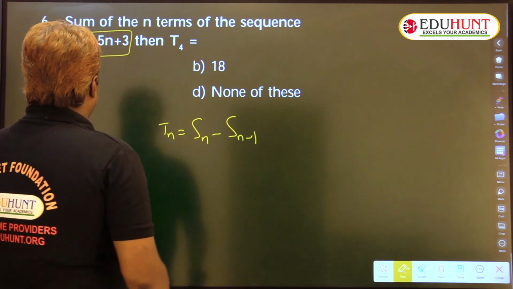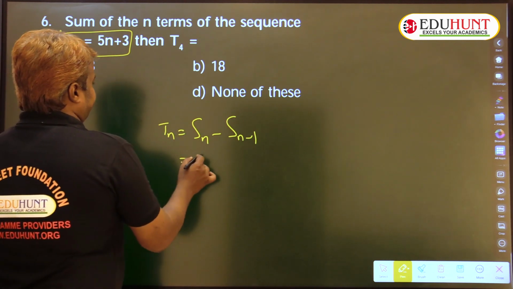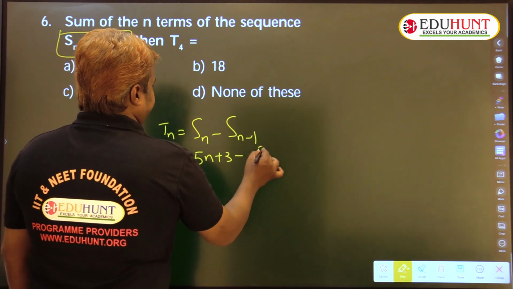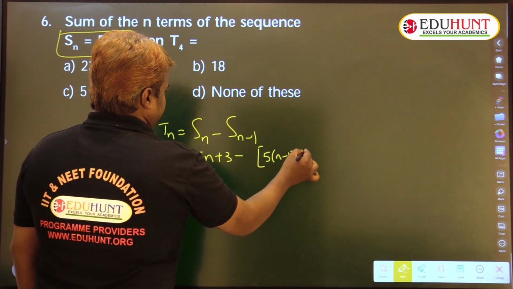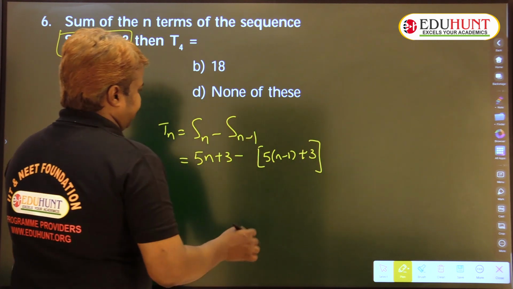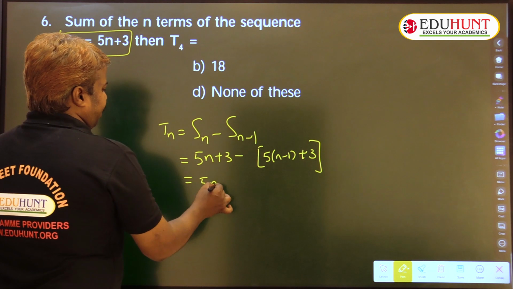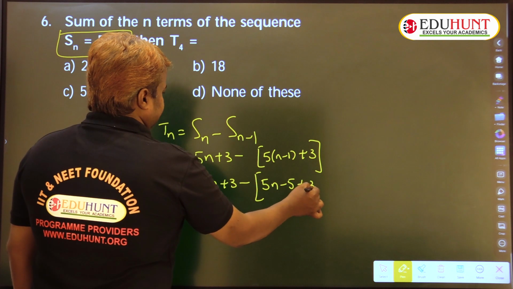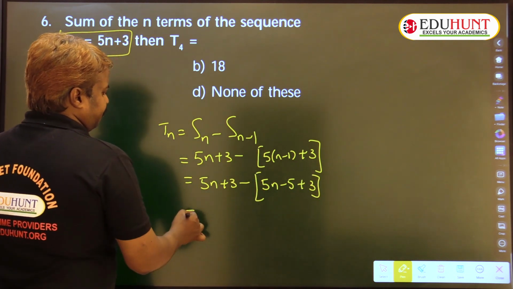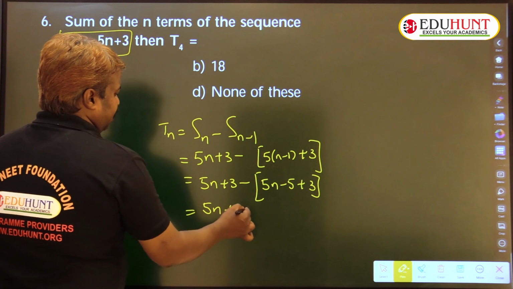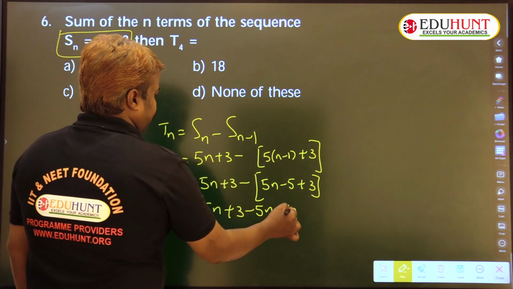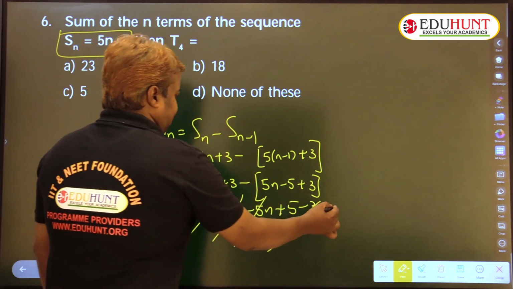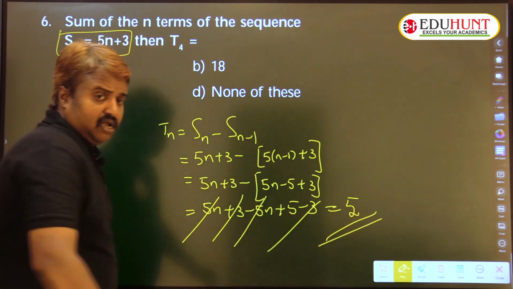So Sn is 5n plus 3, minus the value with n replaced by n minus 1, which is 5 into n minus 1 plus 3. Writing it out: 5n plus 3 minus 5n minus 5 plus 3. Now multiply with the minus: 5n plus 3 minus 5n plus 5 minus 3. The 3s cancel and the 5n terms cancel. What is the remaining value, children? 5 is the ultimate value.